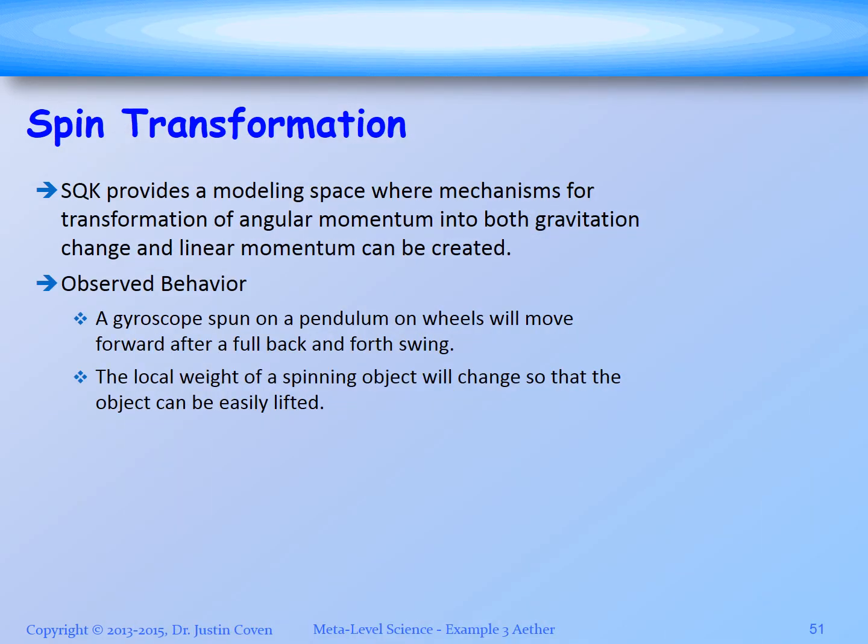Spin transformation. Subquantum kinetics provides a modeling space where mechanisms for transformation of angular momentum into both gravitation change and linear momentum can be created. Observed behavior. A gyroscope spun on a pendulum on wheels will move forward after a full back and forth swing. The local weight of a spinning object will change so that the object can be easily lifted.